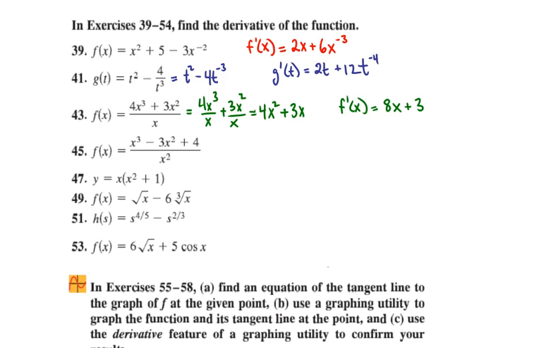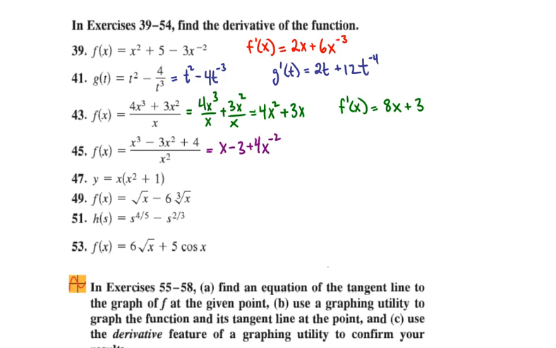We'll go on to the next one and we'll handle that in a similar way. We'll divide everything down. So instead of splitting it up, I'll just divide each term directly. X cubed over x squared is x. Negative 3x squared over x squared is negative 3. Then plus 4 over x squared will be plus 4x to the negative second.